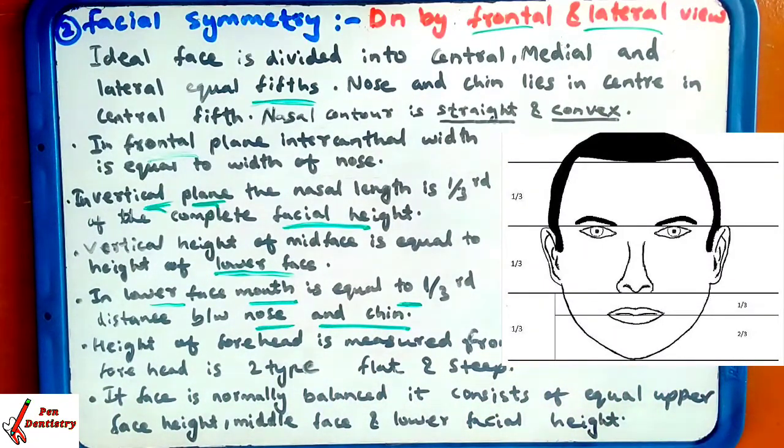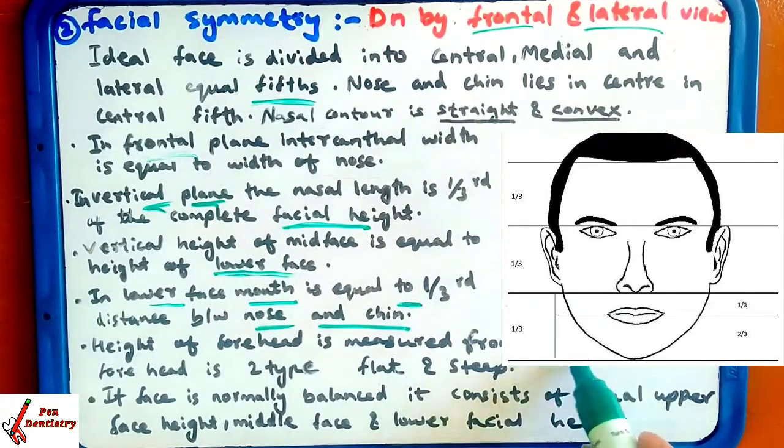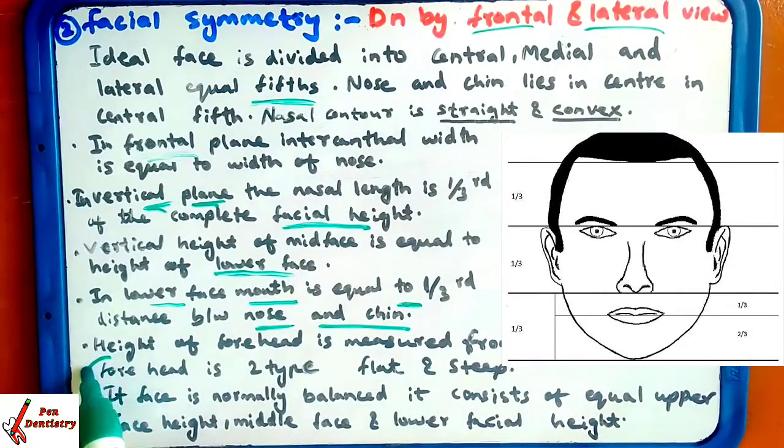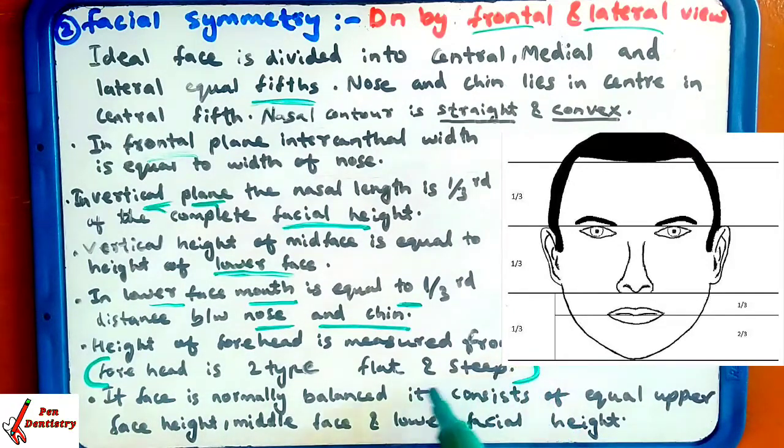Height is measured from the hairline to the glabella. How are you going to measure the height of the forehead? From the hairline up to the glabella. The forehead is of two types: the first one is the flat forehead and the second one is the steep forehead.